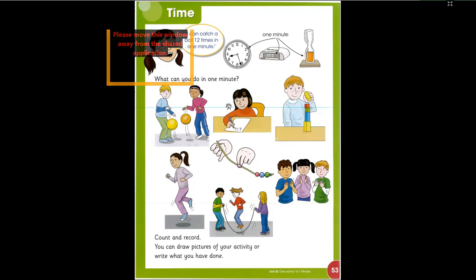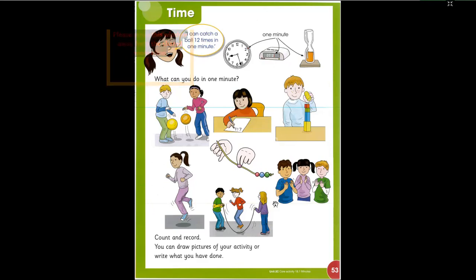Okay, what about her? She can write her name 30 times in 1 minute. Here, the boy can make a tower with the blocks in 1 minute. How many blocks is he using? 1, 2, 3, 4, and 5. He can make a tower in 1 minute.